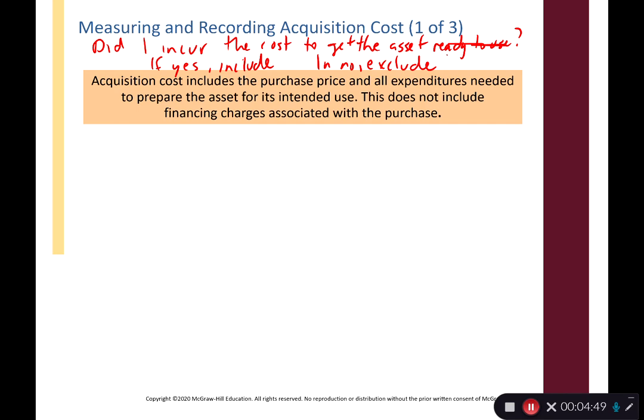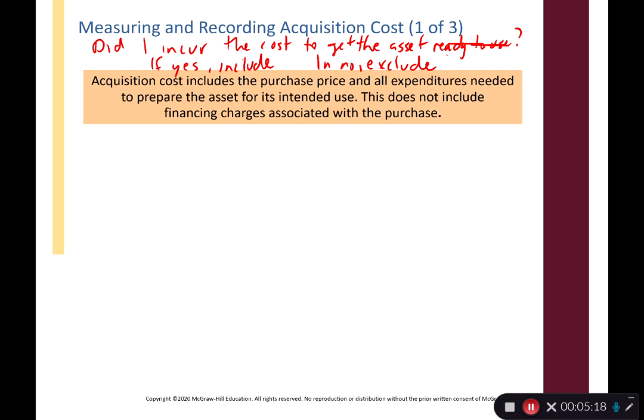What about training? Do I need training costs to get the asset ready to use? A lot of students would say yes to that, but you'd be incorrect. Training is not required to get the asset ready to use. It's ready whether I have training or not. What about insurance? No, insurance is not required to get the asset ready to use. Is insurance a good idea? Sure, but it's not required.